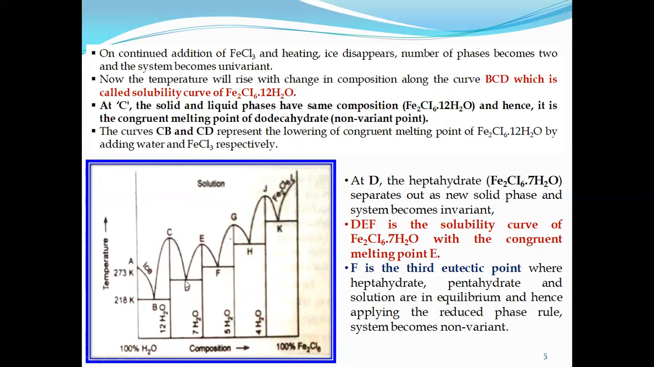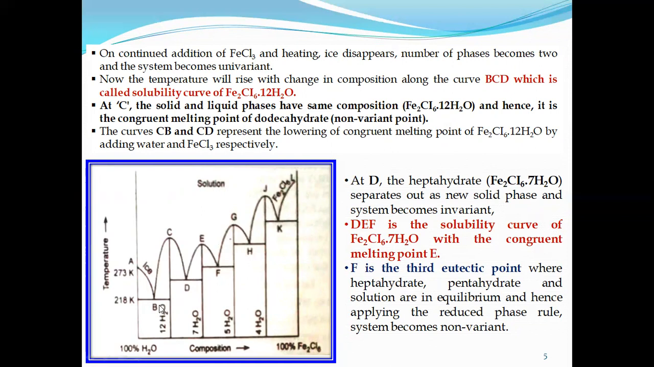At point D, as at point C, the dodecahydrate will melt and pass into the solution. Then if the temperature is decreased along the curve CD, when point D is reached, a new solid, ferric chloride heptahydrate, will separate out. Then the curve DEF is called the solubility curve of ferric chloride heptahydrate.